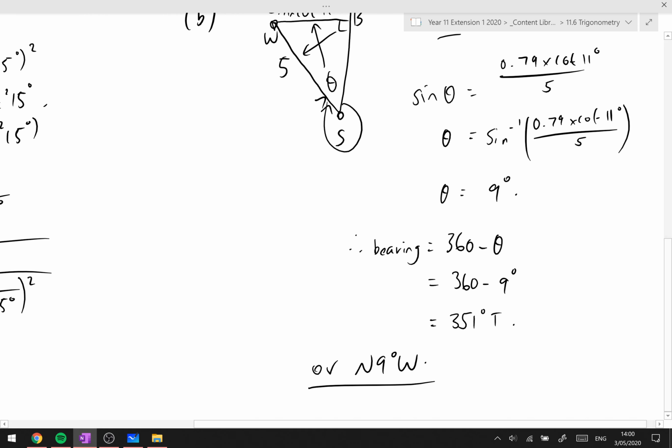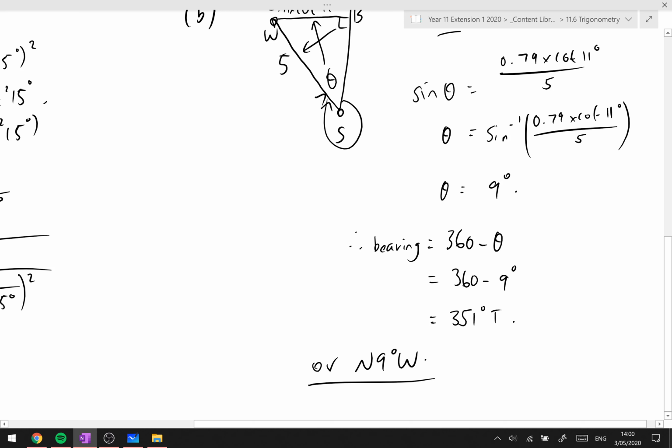So with that being said, that's the trickiest problem that we're going to be seeing probably in this sort of introduction to trig.